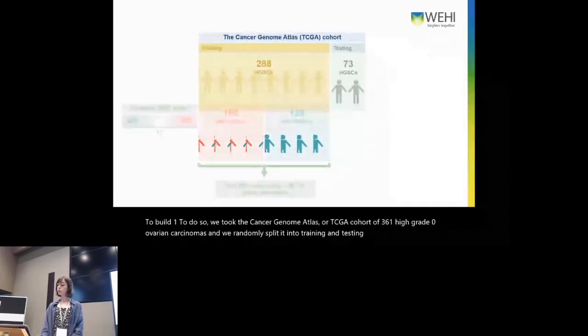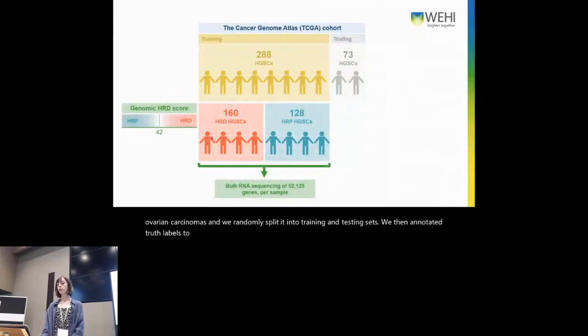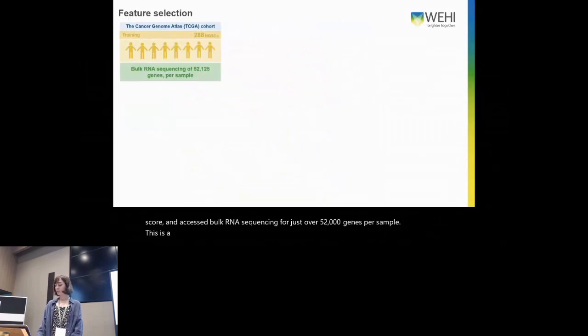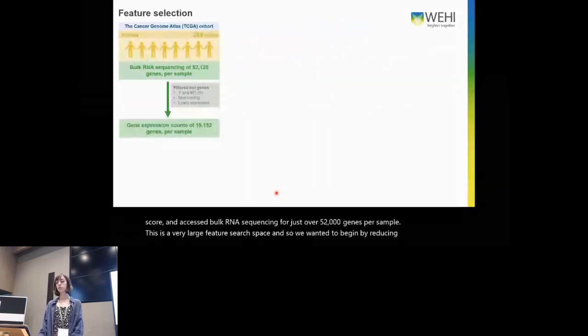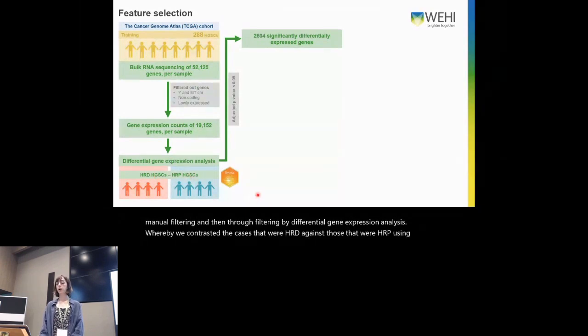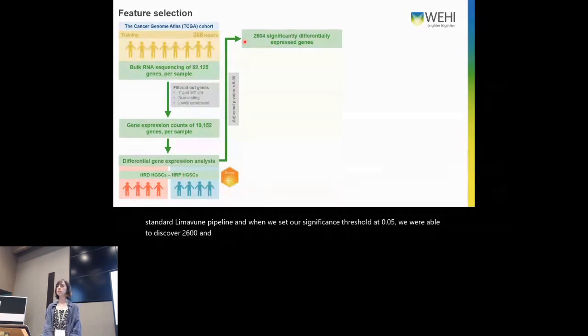We then annotated truth labels to our data using this gold standard for classification, being the genomic HRD score, and accessed bulk RNA sequencing for just over 52,000 genes per sample. This is a very large feature search space, and so we wanted to begin by reducing it through manual filtering and then through filtering by differential gene expression analysis, whereby we contrasted the cases that were HRD against those that were HRP using the standard Limma-Voom pipeline. And when we set our significance threshold at 0.05, we were able to discover 2,604 significantly differentially expressed genes.